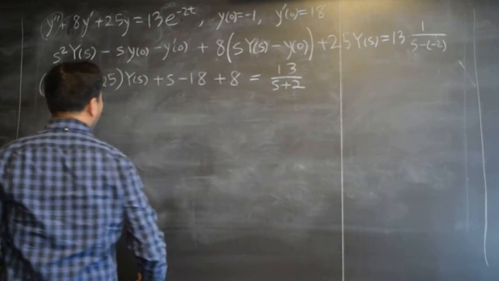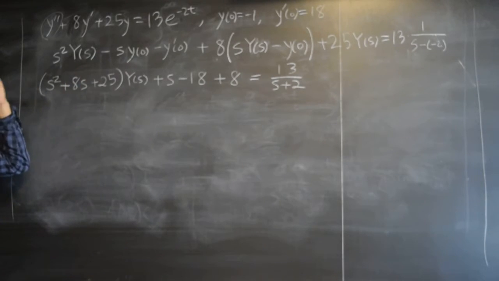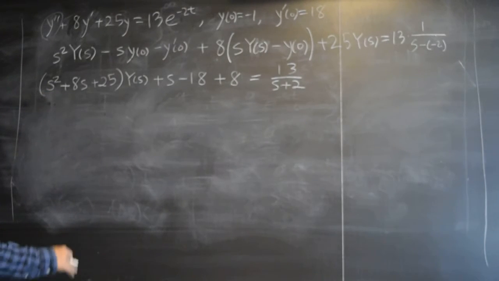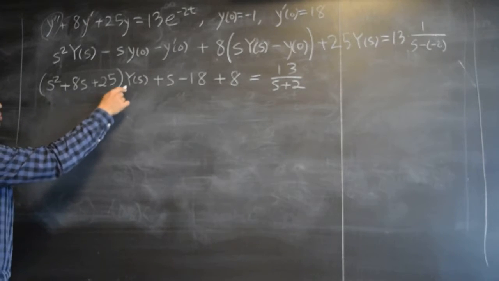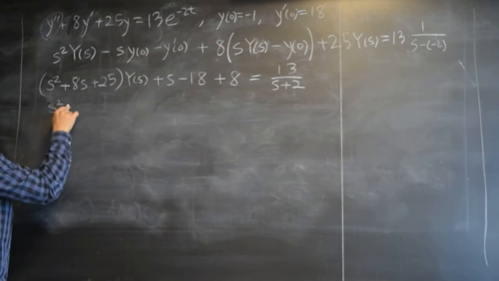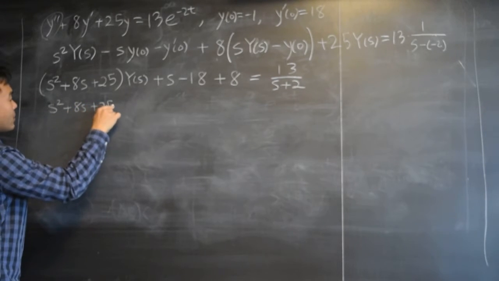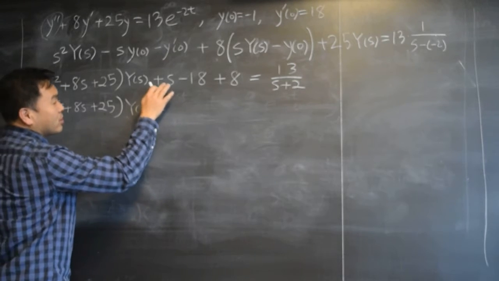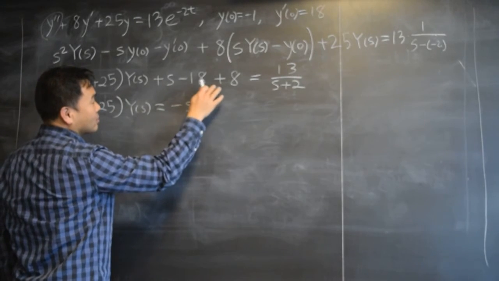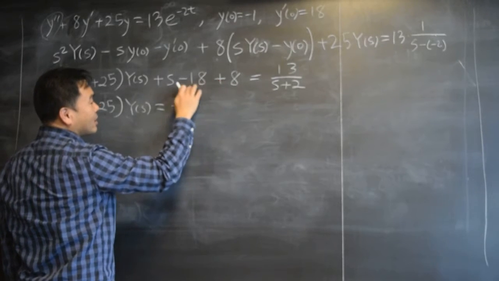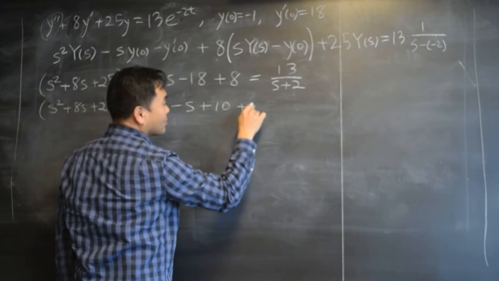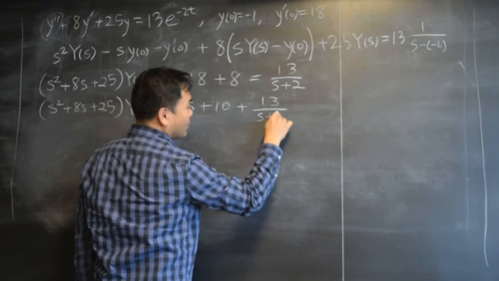Okay, now, the Laplace transform turns a differential equation into an algebraic equation so that we don't have to worry about differential equations anymore. So let's try to solve for Y of s. Let's see, s squared plus 8s plus 25 times Y of s. Move the s to the other side, so it's negative s. Negative 18 plus 8 is negative 10. Moving to the other side is positive 10. Okay, and plus 13 over s plus 2.